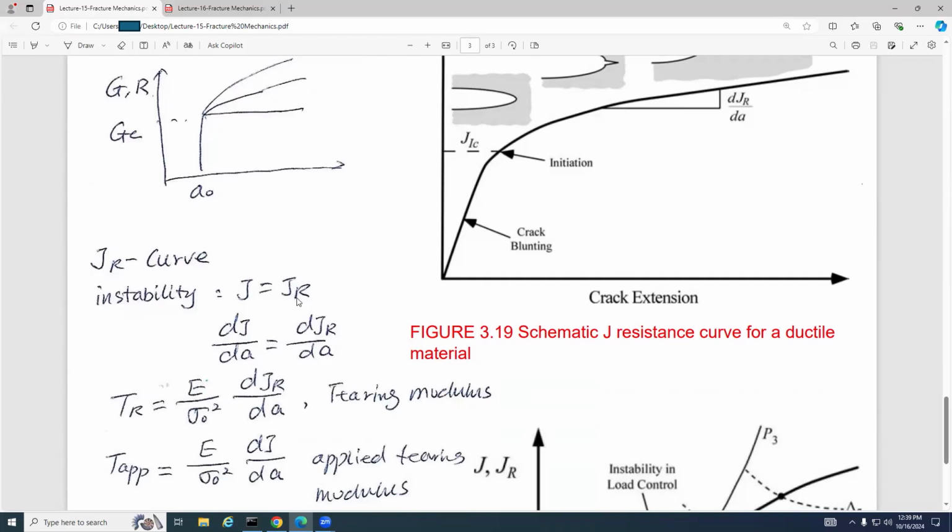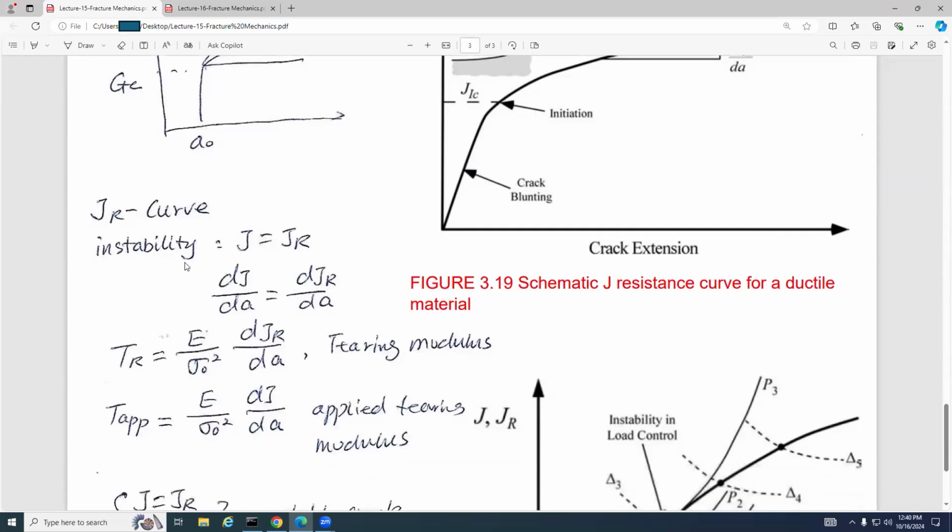So when J equals J_R, and this J value is dependent upon your loading condition. Understand, guys? This J is dependent upon your loading condition, and this J_R is the resistance J of your material, which is a material parameter. If these equal each other, and also the increment of J equals the increment of J_R, then this is unstable. It will propagate until the whole piece breaks.